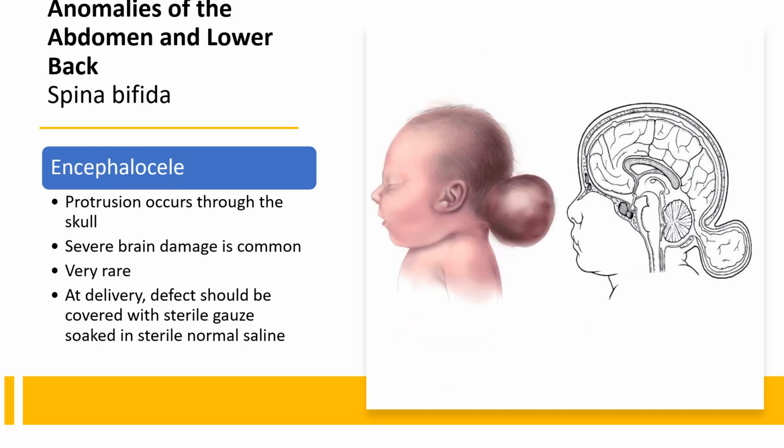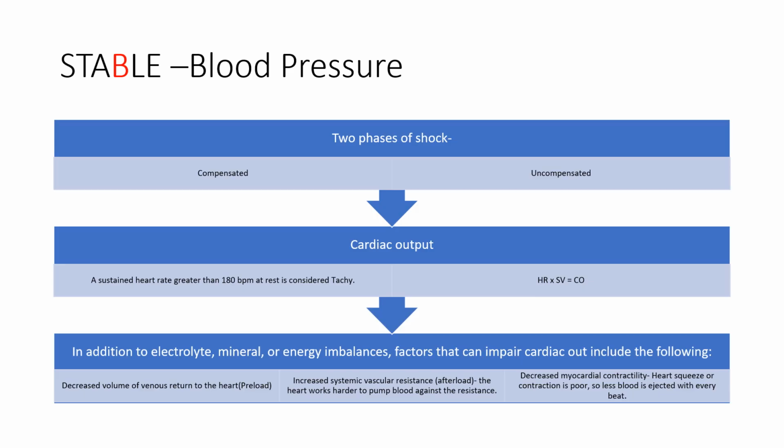Almost the worst. The most severe is this one, the encephalocele. Protrusion occurs through the skull. Severe brain damage common. It's very rare. At delivery, defects should be covered in sterile gauze soaked in normal saline. Part of their brain is formed outside of their skull. This one's obviously the most severe. Overall, definitely of a concern.